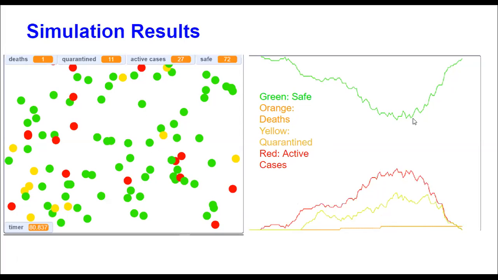You might be surprised that at a point of that time over here, the safe people is quite low compared to the whole of the population, which actually is because this is just a simulation. With more people, the results might become more realistic.